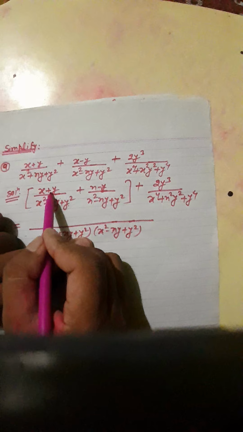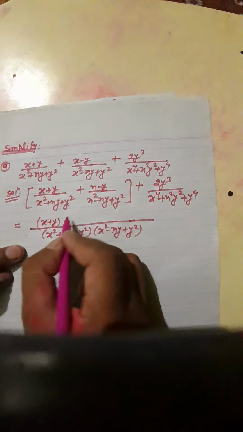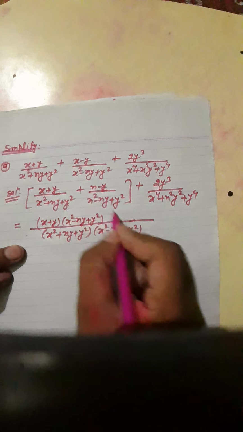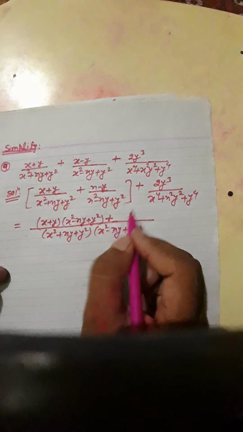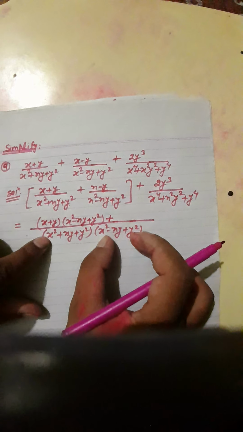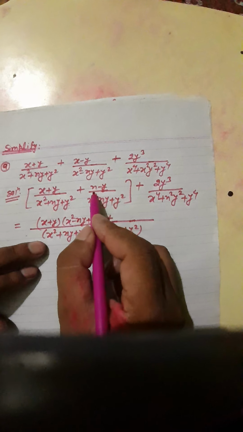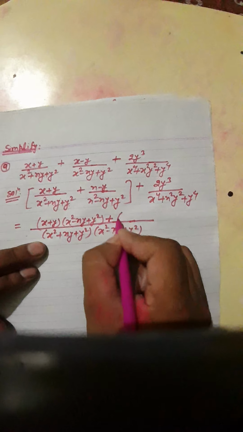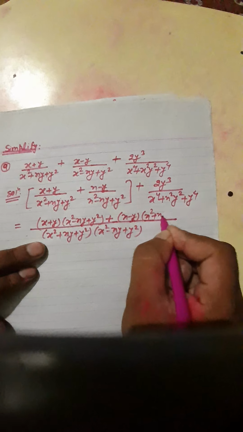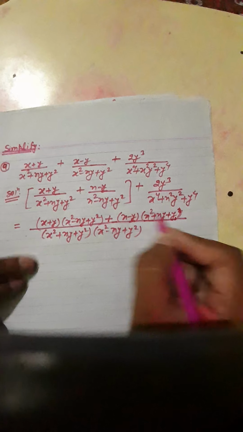So here the numerator is x plus y, into this we can write x square minus xy plus y square, and plus is there. Same procedure we can follow here also. So this and this are equal, so cancel, and the remaining factor is x square plus xy plus y square. So this remaining factor goes to multiply here in the numerator, so we write x minus y into x square plus xy plus y square. Okay, our first step is finished.